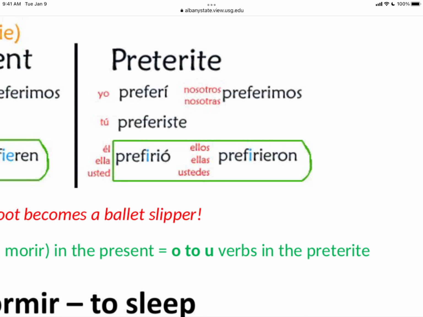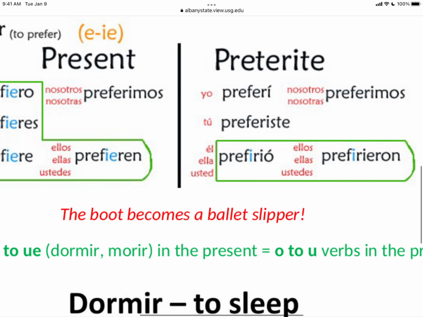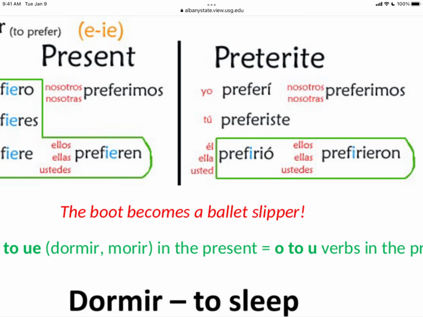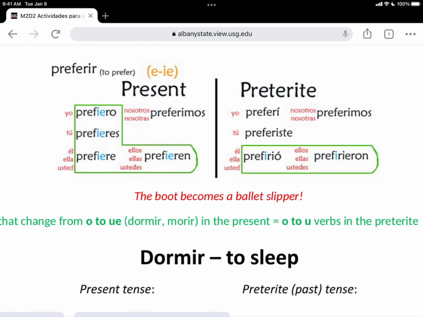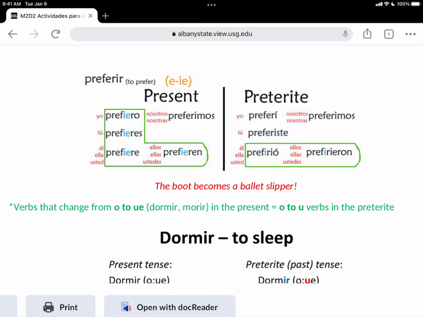Look at the yo form, preferí, the E is still there. Preferiste, preferimos. So just the third person is going to change E to I. It says the boot becomes a ballet slipper, haha. Okay, so present tense was a boot, preterite tense is a ballet slipper. It's kind of a cute way to remember it.